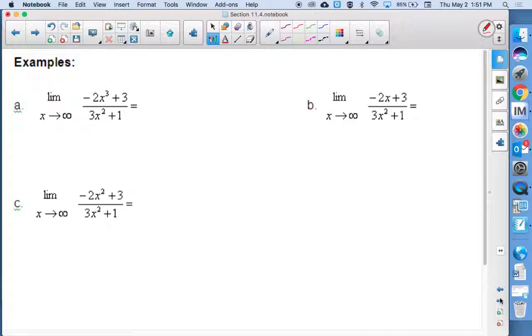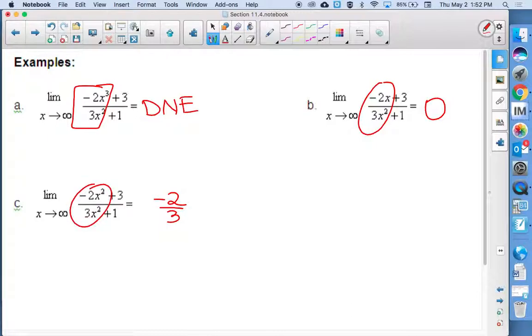So we have negative 2x cubed plus 3 over 3x squared plus 1. So what do you think about the limit of A? What's happening with those powers? There's no limit. Yeah, there is no limit. It doesn't exist. The power on the top is bigger than the power on the bottom. So letter B, what do you think about that one? 0. And that's because the power on the top is smaller than the one on the bottom. So that fraction is going to continually get smaller and smaller and closer to 0. And then Libby, letter C is? Negative 2 divided by 3, yeah, negative 2/3. Looking at those coefficients. Any questions?